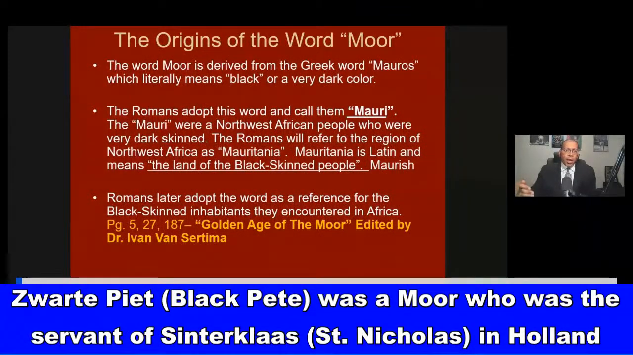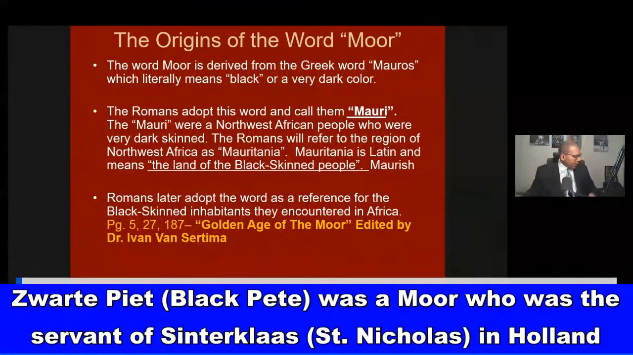Now, the word Moor is derived from the Greek word moros, which literally means black or a very dark color. The Romans adopted this word and called them Mauri, M-A-U-R-I. The Mauri were a Northwest African people who were very dark-skinned. The Romans would refer to the region of Northwest Africa as Mauritania. Mauritania is Latin and means the land of the black-skinned people. You'll also see the term Moorish. Now, the Romans would later adopt the word as a reference for the black-skinned inhabitants they encountered in Africa.